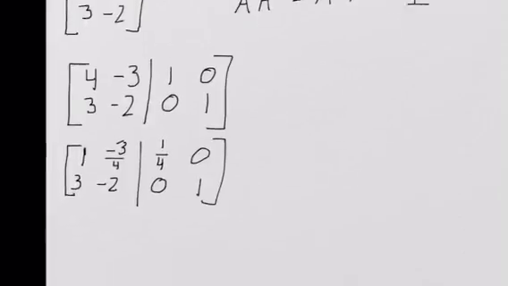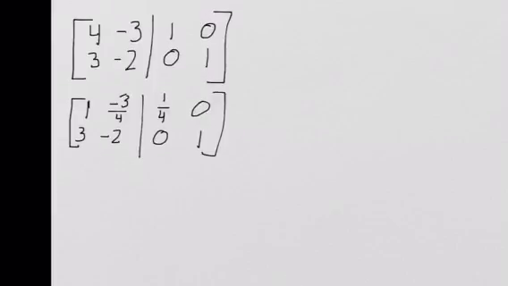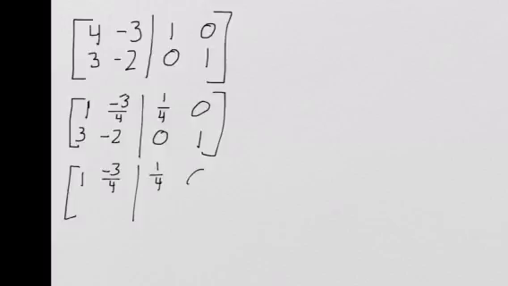And now I want to add -3 times the first row to the second row. So the first row stays the same. In the second row, I'm adding -3 times the first row. So I get 0. -3 times 3/4 is positive 9/4 minus 2 gives me a positive 1/4. 1/4 times -3 is -3/4. Then the 1 stays the same.